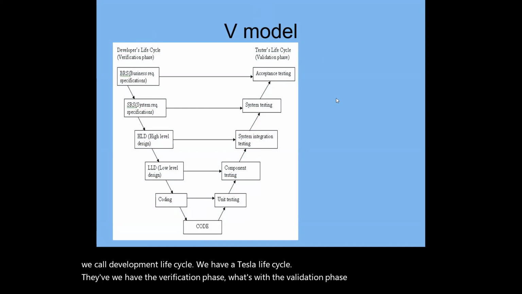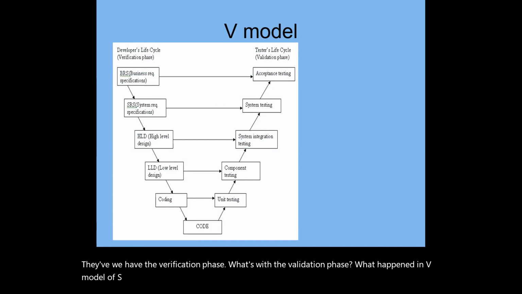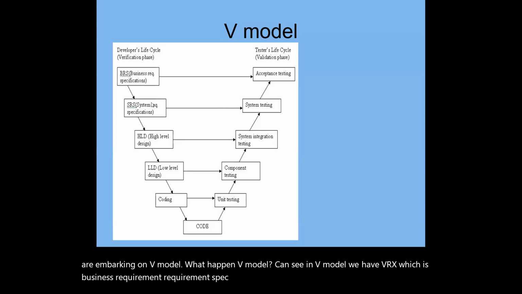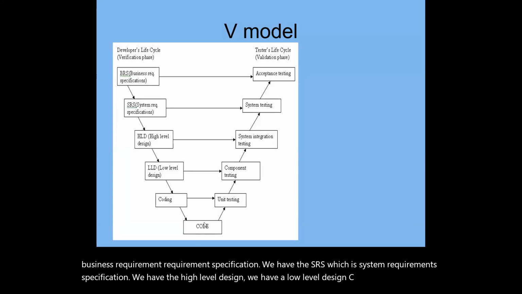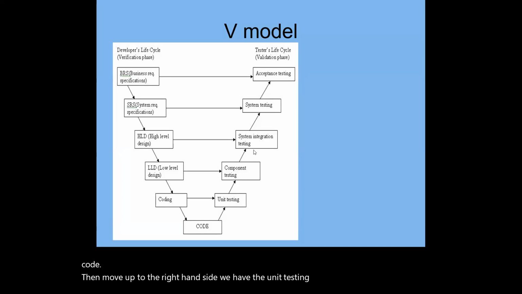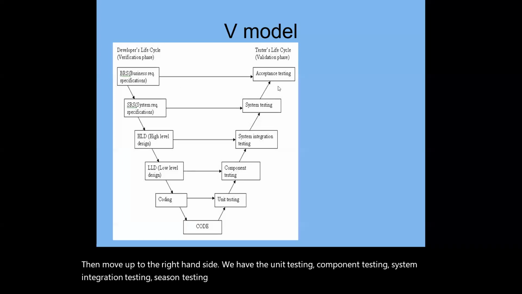What happens in the V model of SDLC? If your company is embarking on the V model, we don't want the traditional model. What happens in the V model? You can see we have the BRS, which is the business requirement specification. We have the SRS, the system requirement specification. We have the high-level design, the low-level design, coding, then the code. Then moving up to the right-hand side, we have unit testing, component testing, system integration testing, system testing, and acceptance testing. This is what they call the tester's life cycle, which is called the validation phase. It is a V model.